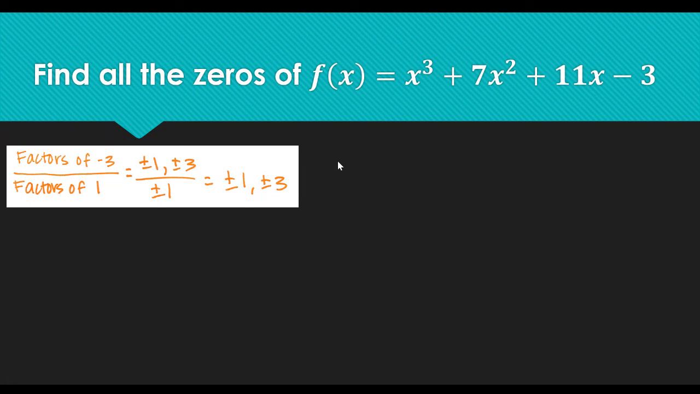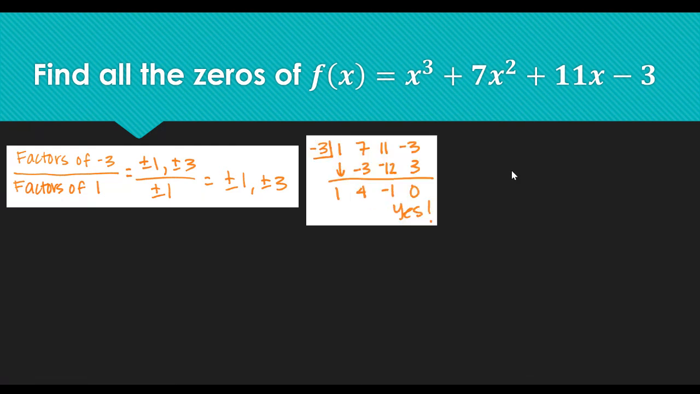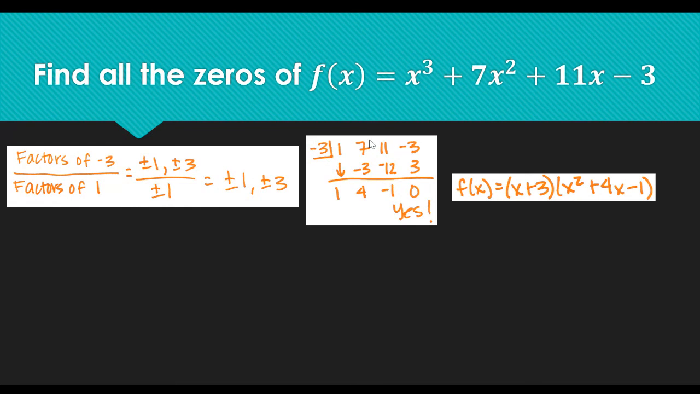So I start synthetic dividing. You can synthetic divide by plus or minus 1 and plus or minus 3, and you keep going until you find one that works. I'm going to go with -3 because I have a little secret knowledge here. And guess what? -3 works. Cool. So x minus -3, x plus 3, that's how I would get that, right? And then since I started with x to the third, that's going to be 1x squared plus 4x minus 1.